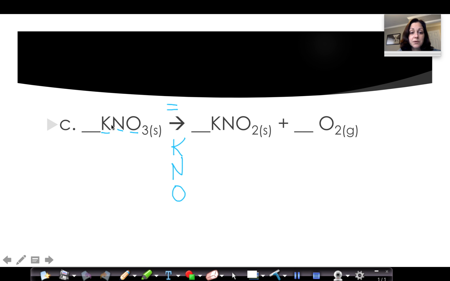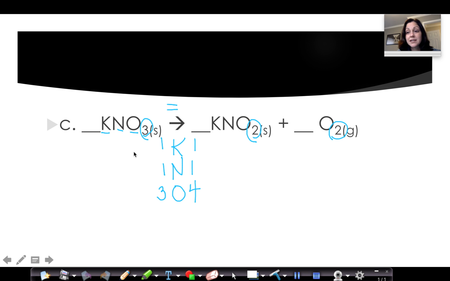So K has no subscript right here, so that's an understood 1. K again has no subscript, so that's an understood 1. So far our potassiums are in balance. N has no subscript, so that's a total of 1 before the arrow. Here N has no subscript, it's a total of 1 after the arrow. But our oxygens, there's a 3 here, so there's 3 moles of atoms before the arrow. But here I have 2 in this compound and 2 in this element. So that would be 2 plus 3, that would be 5. Oops, I didn't add that correctly. It wasn't 2 plus 3. Sorry about that. That would be 2 plus 2, which would be a 4.